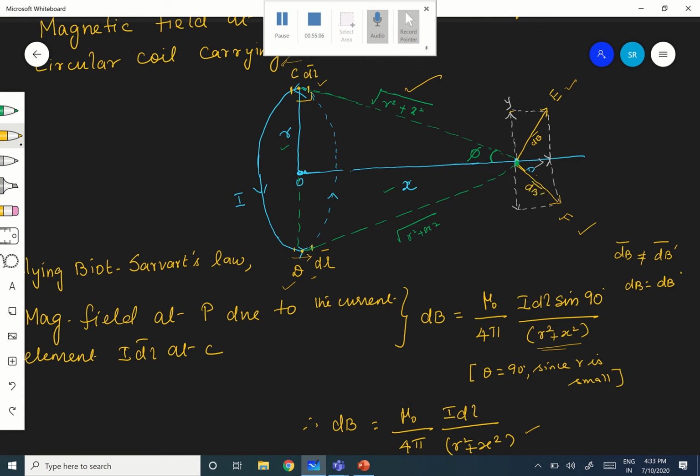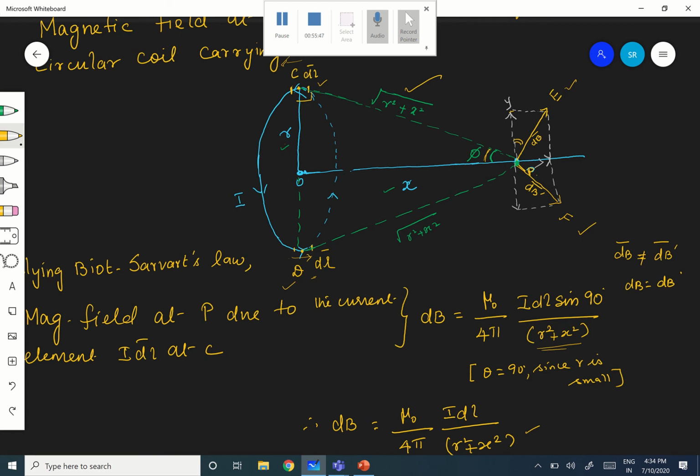Okay, dB dash. Now you see, if this angle is phi, what is this angle? Angle between two lines. See, OP, and here is OP now. OP and this one, OP, angle between OP and CP, correct? Angle between OP and CP is phi.